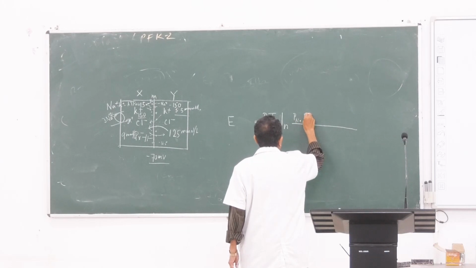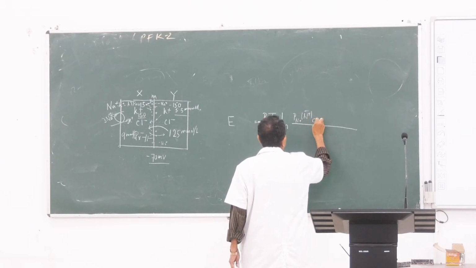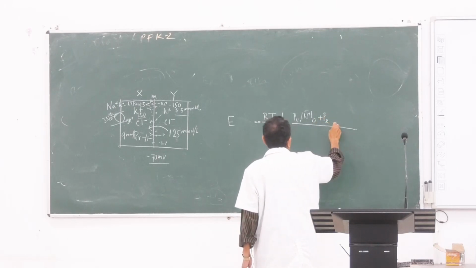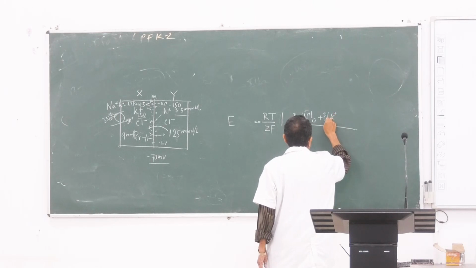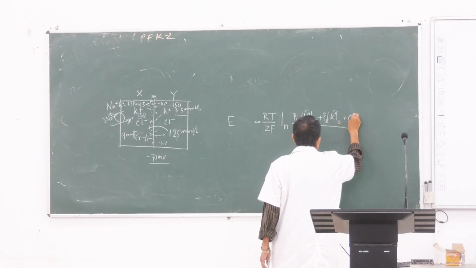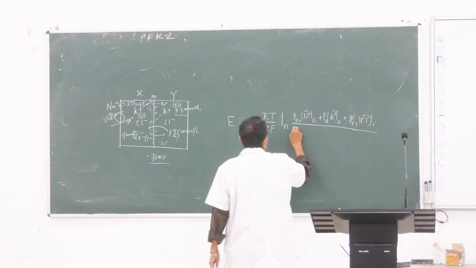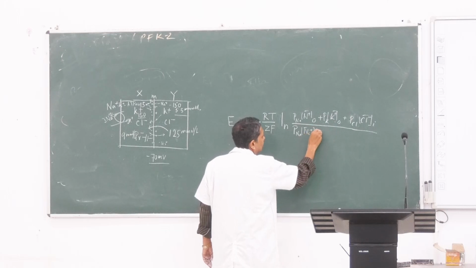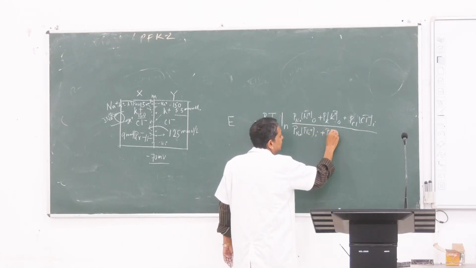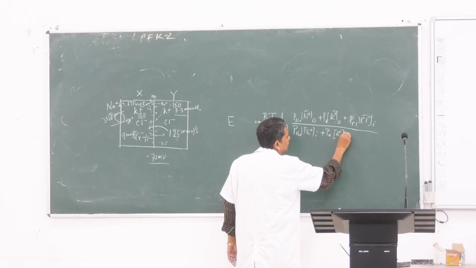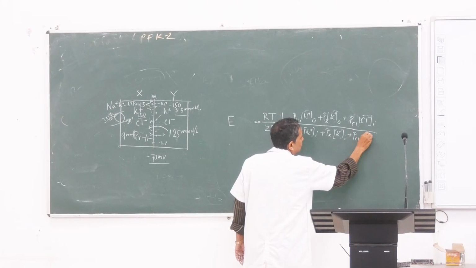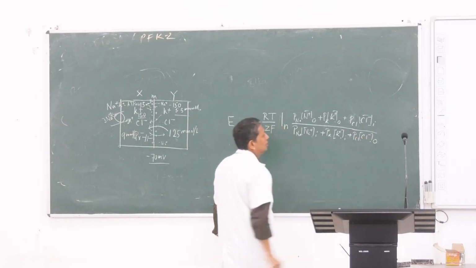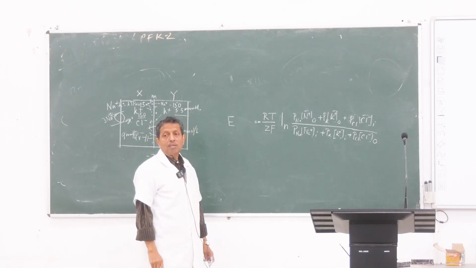PNa, sodium concentration outside, plus PK, potassium concentration, plus chloride concentration, chloride PCl into chloride concentration inside, divided by PNa, sodium concentration inside, and potassium permeability into potassium concentration inside, plus PCl, chloride concentration outside, reverse of this due to charge difference, and it is the Goldman constant field equation.